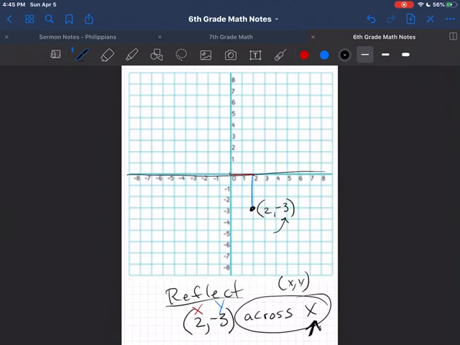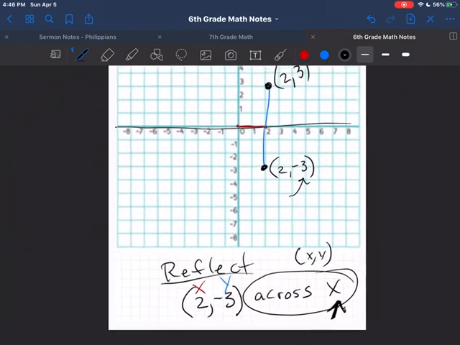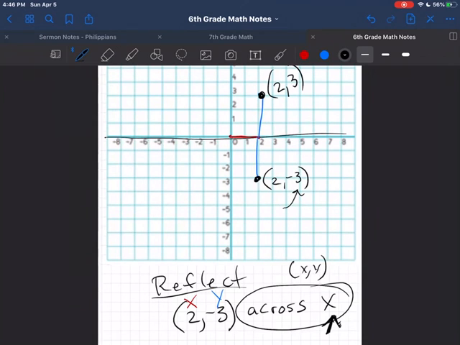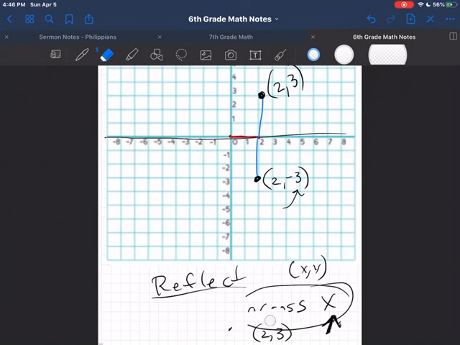So all I'm going to do is the opposite of my negative 3. What's the opposite of negative 3? It is positive 3. So I go 2, positive 3, and my reflected point is 2, 3. And that would be my answer. So if Big Ideas was asking me the question, I would just say that the answer was 2, 3. Okay? All right, so let's do another one.